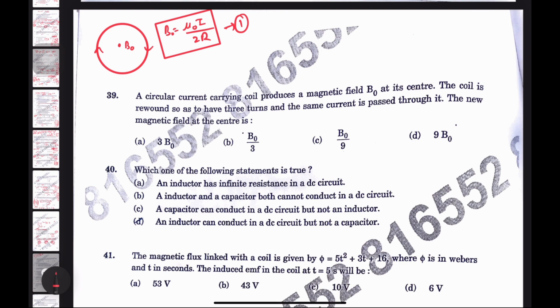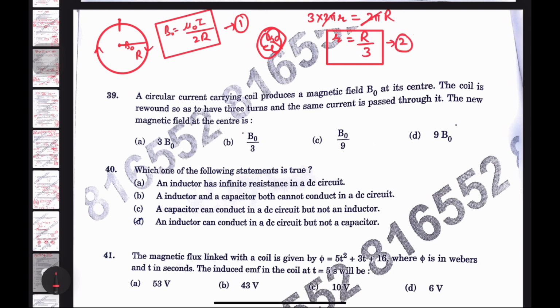Now the coil is rewound so as to have 3 turns and the same current is passed. We have broken this coil from here, and we have taken 3 turns in it, so that we have a new circle like this. So a circle with 3 turns, so its radius is changed. That means the circumference of the new circle, with n equal to 3 turns, 3 multiplied by 2 pi r, is equal to the circumference of the bigger circle, that is 2 pi capital R, because we have taken its radius to be capital R. So we can cancel 2 pi in each case, and we have small r is equal to capital R by 3. This is our equation number 2.